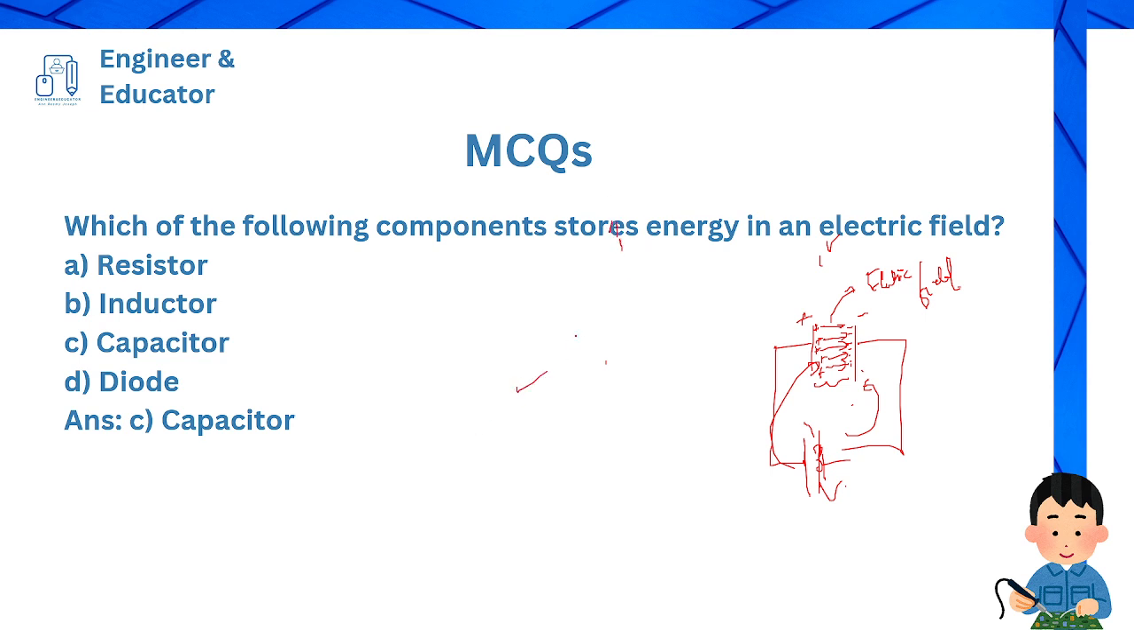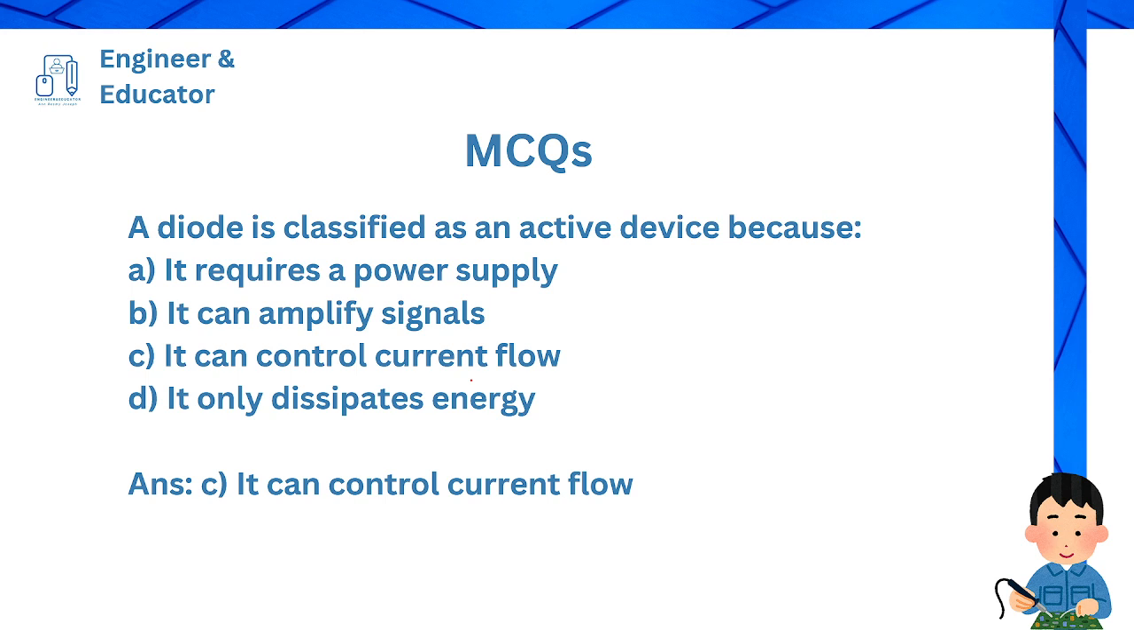The answer is it stores energy. This is a capacitor. Capacitor is the answer. Next one, a diode is classified as an active device. Why? Because it requires a power supply, it can amplify signals, it can control current flow, it only dissipates energy.